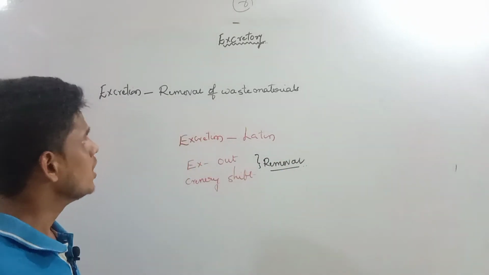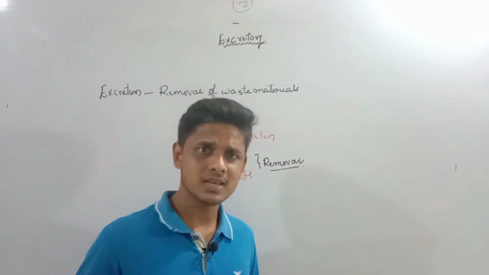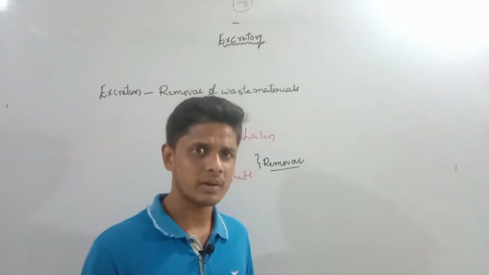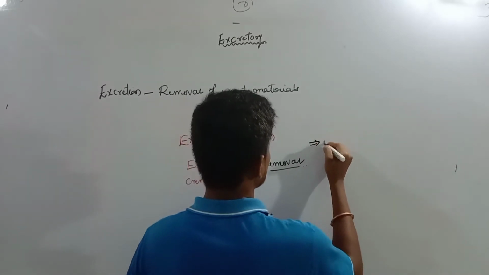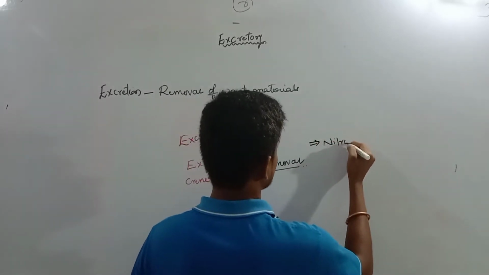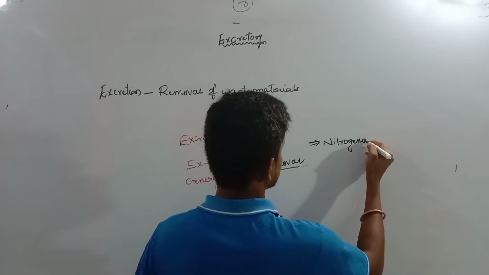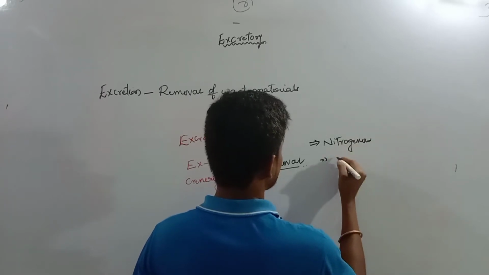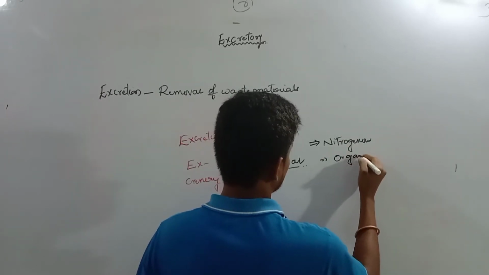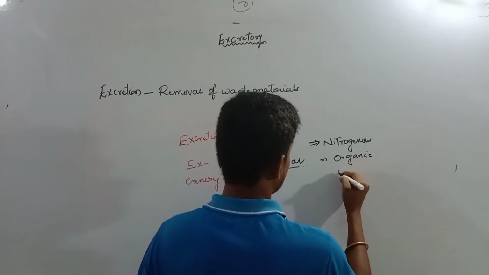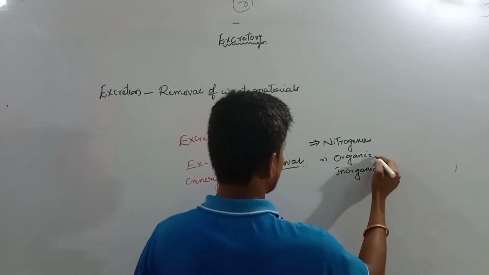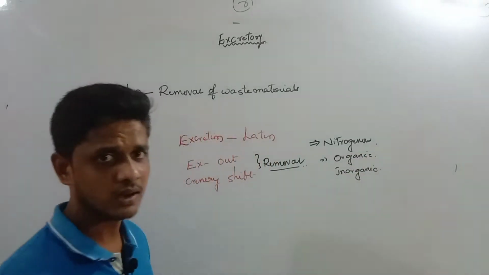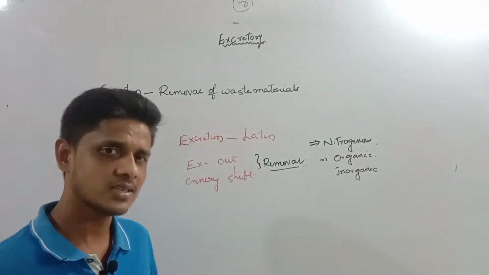Okay, so what are the excreted materials from our body? For example, nitrogenous waste and some other organic and inorganic wastes are there in our body. They get removed with the help of a particular system, which is nothing but the excretory system.